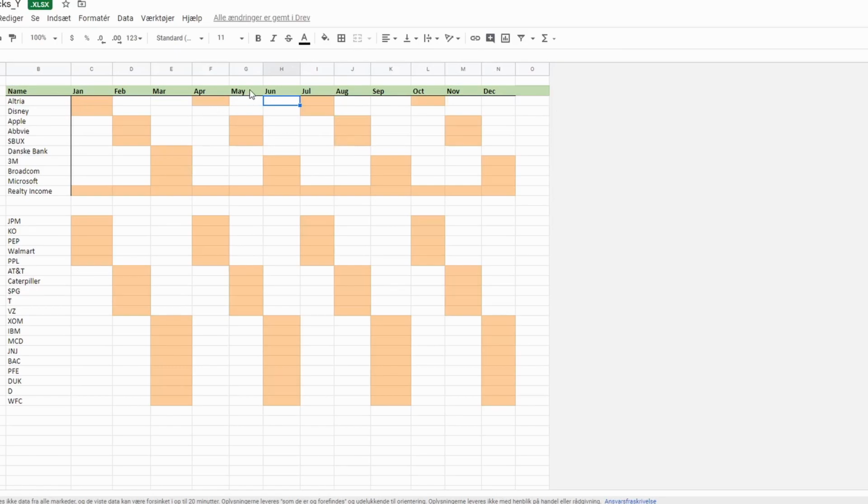So the next one is May, and as you can see, I have 4 dividend payments. The first one is from Apple, the second is from AbbVie, the third is from Starbucks, and lastly Realty Income, which pays monthly. So I'm expecting to get 4 dividend payments in the month of May, so that's pretty nice.